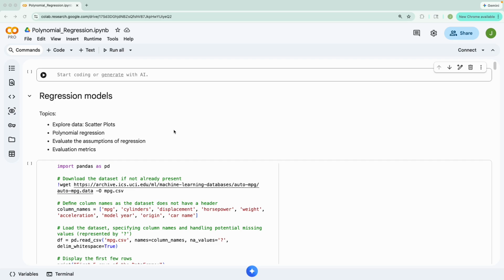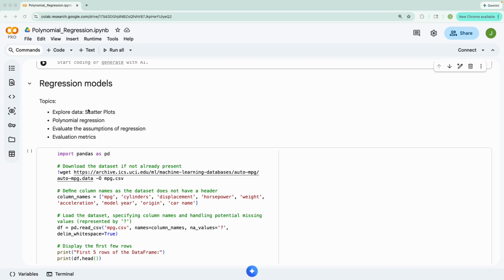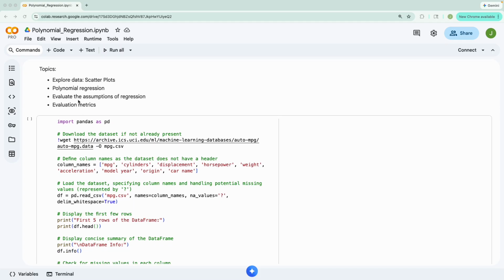Today I want to talk to you about polynomial regression. We're going to explore the data set visually, implement and discuss what polynomial regression is, discuss the assumptions of regression, and then go over evaluation metrics for model comparison.